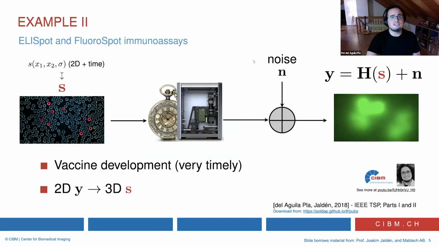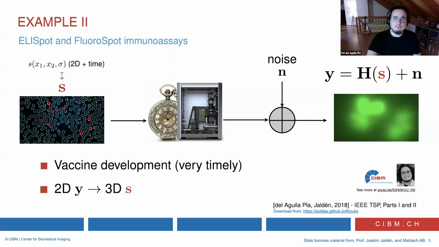Second, there's the example of ELISpot and FluoroSpot immunoassays, which may be a bit out there, but I think it's quite interesting. I'm very proud of it because it's part of my PhD. And it has some particularities. So for example, there's a few cells that get activated, and what we want to recover is their location and their behavior through time, as well as the proportion of cells within a sample that get activated.